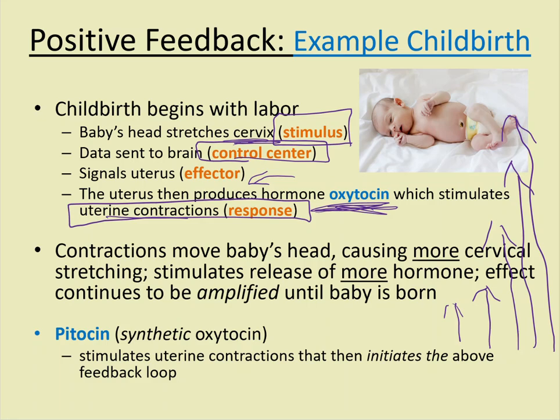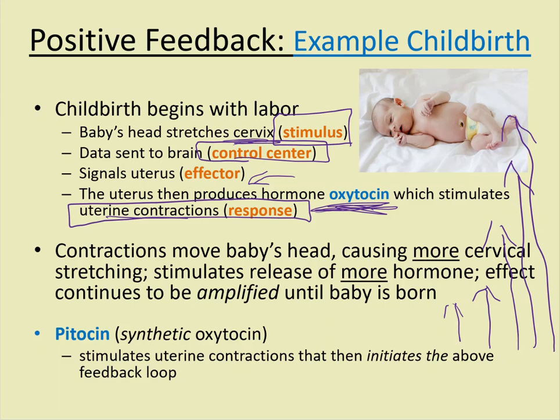The second the baby is pushed out of your body, your uterine contractions stop. It's like an automatic switch right there. It just stops. So that signal is being amplified over and over and over again till you achieve what you need to achieve. In this case, getting that baby out of your body. That's your example for childbirth.